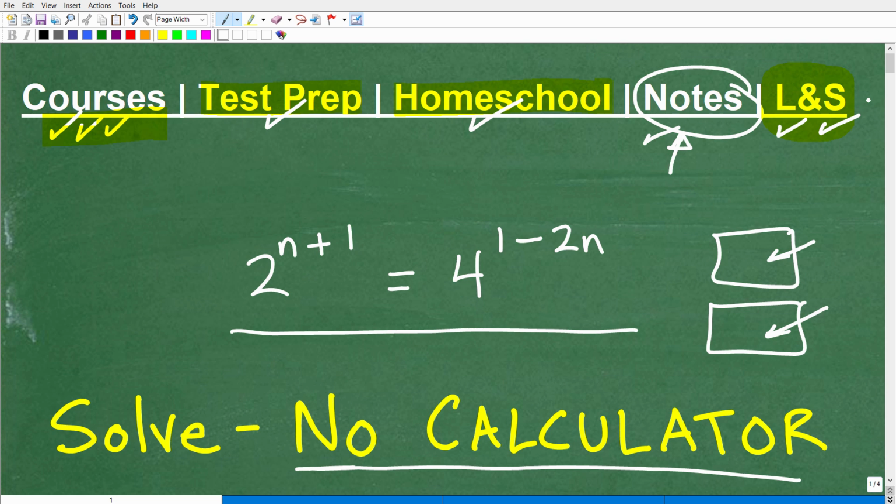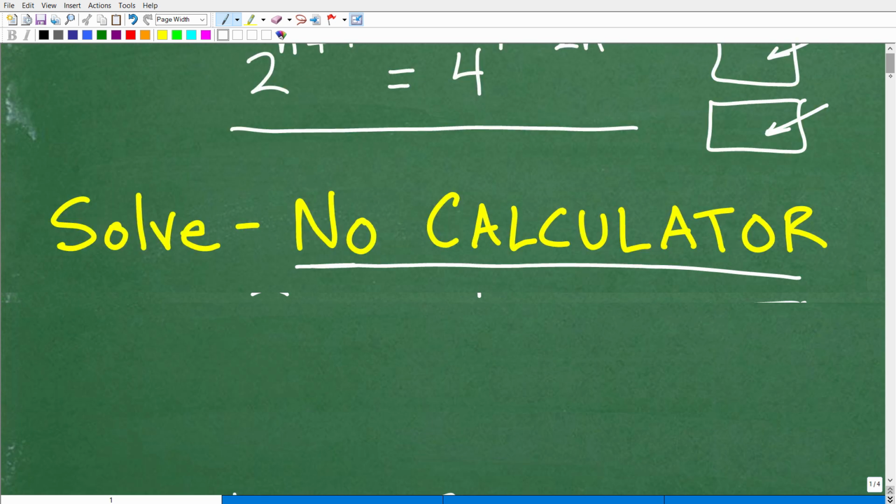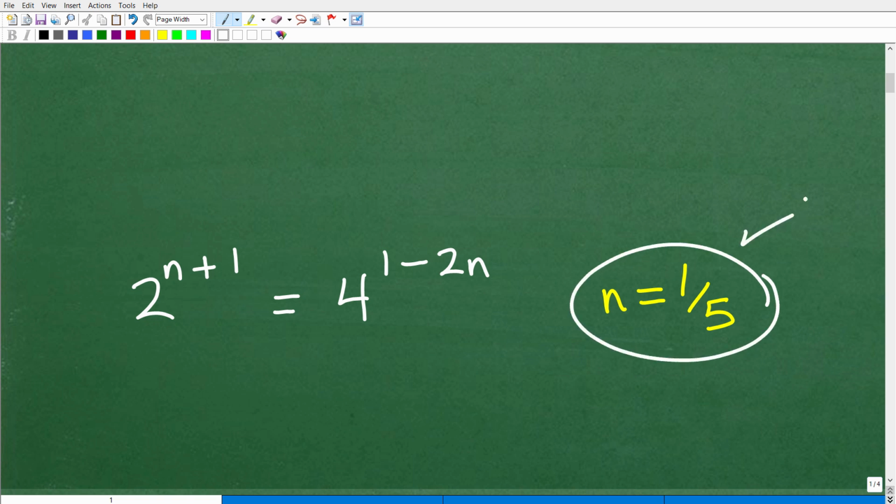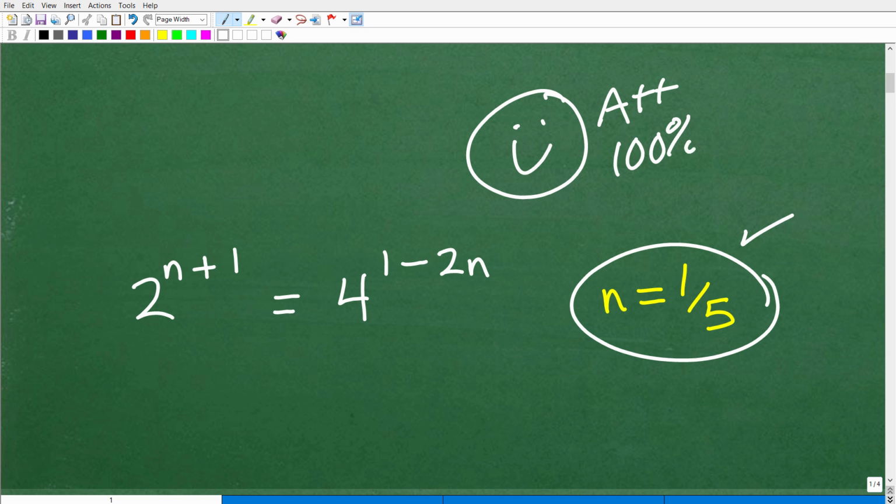Okay, so I'm going to go ahead and show you the solution to this particular problem. If you don't want to see it, you could just pause the video, but here we go. Here is the answer. 2 to the n plus 1 is equal to 4 to the 1 minus 2n. We're looking to solve for n, so n is equal to 1/5. Okay, so if you got that right, I must go ahead and give you a nice little happy face with an A++, and let's give you a nice 100% and a few stars to make you feel extra special. Nice job.